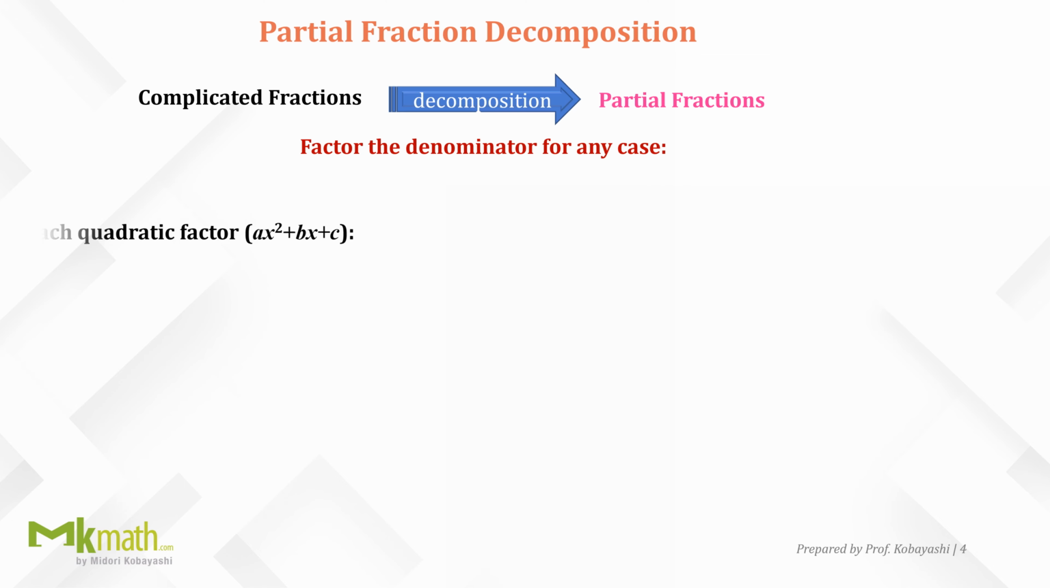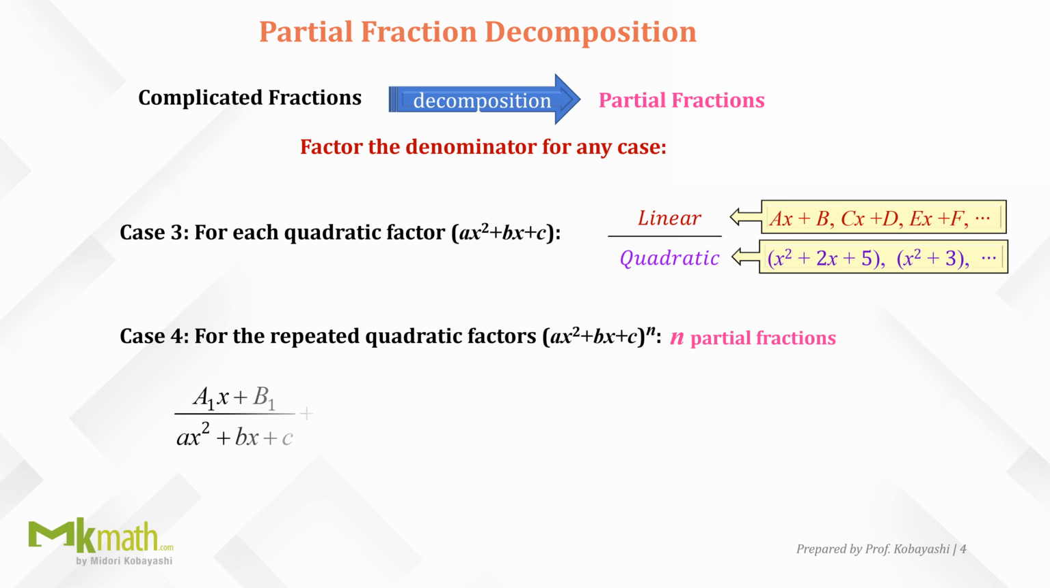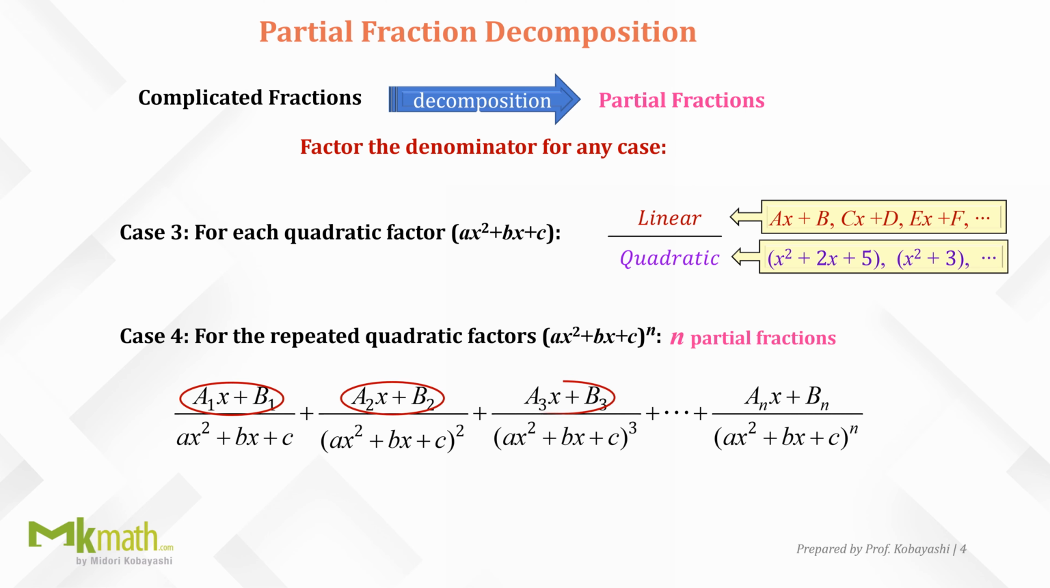For case 3, if the denominator has a quadratic factor ax squared plus bx plus c form, then use a linear form on the numerator. Finally, for the last case, if the denominator has a repeated quadratic factors up to nth power, then we need to make n partial fractions, again with each exponent from 1 up to n, just like the linear factors case.